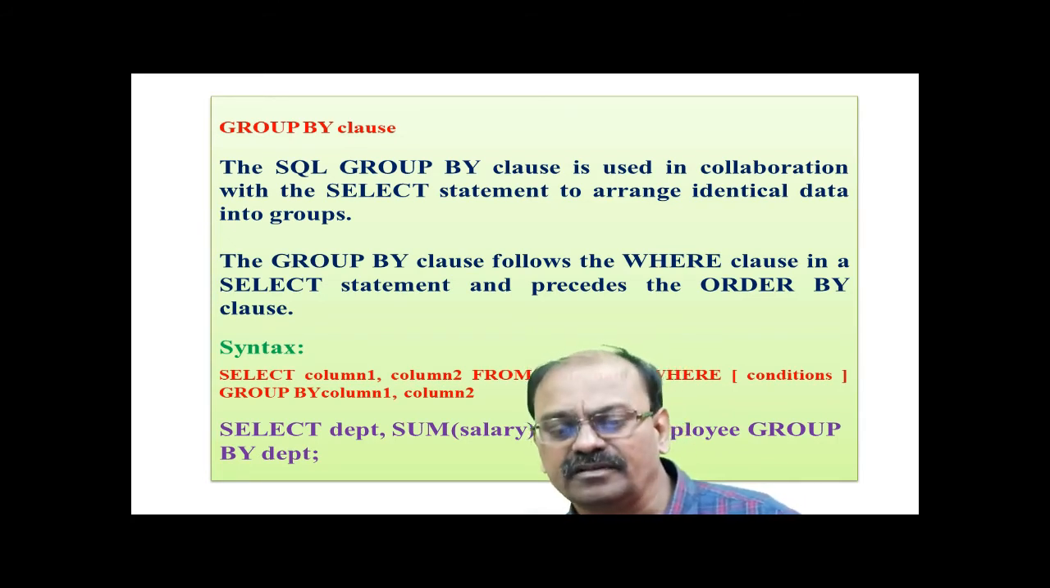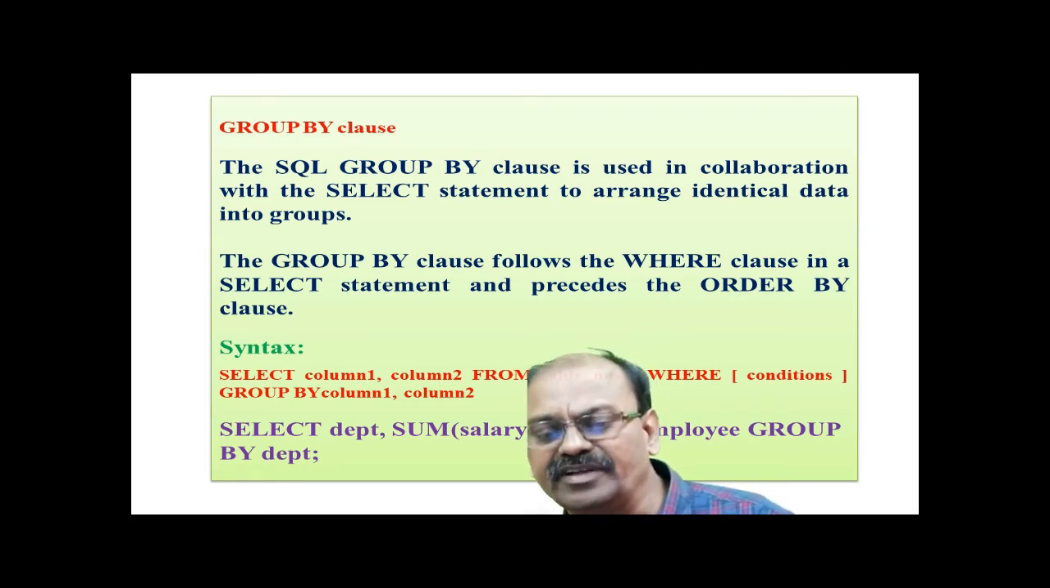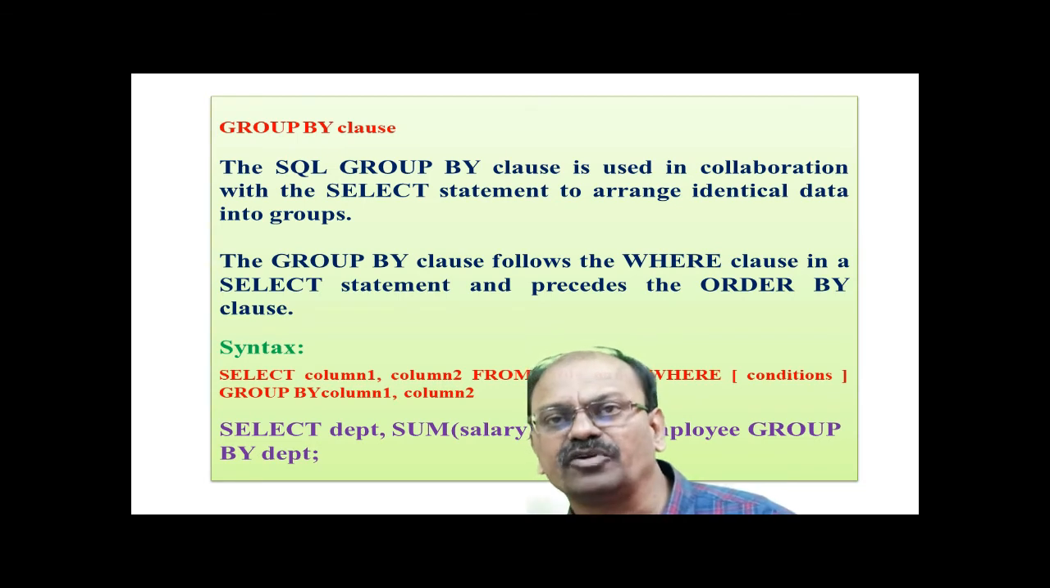An example is: select department, sum of salary from employee group by department ID. When we go for a department ID, on the basis of department ID it will do the sum of the salaries. Here if you want to take the department name also, we can, or we can take the employee ID also. Based on the data, we can choose the group by clause.